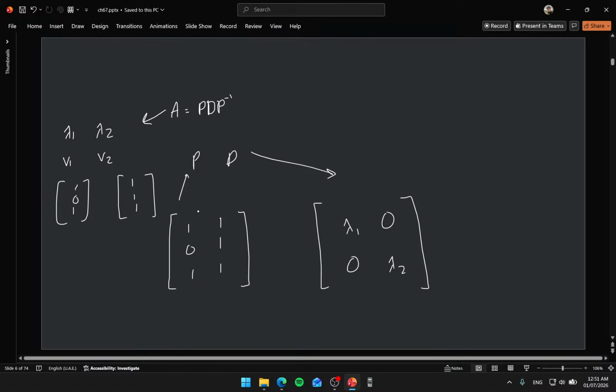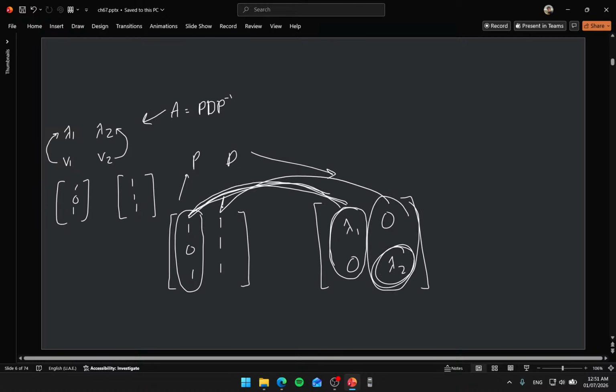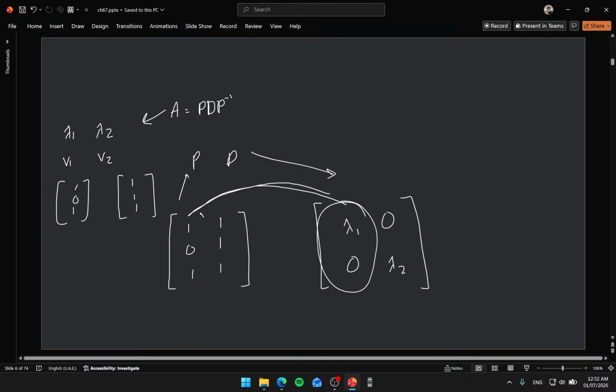Notice that the eigenvalues are written in the same order. Eigenvector 1 corresponds to eigenvalue 1. Eigenvector 2 corresponds to eigenvalue 2. Eigenvalue 1 is written in column 1, so the corresponding eigenvector for eigenvalue 1 should be written in column 1. Eigenvalue 2 corresponds to the second column, where we write eigenvector 2 that corresponds to eigenvalue 2. So the order here matters. If you write eigenvalue 1 here, you will write eigenvector 1 here. If you write eigenvalue 2 here, you will write eigenvector 2 here. Okay?